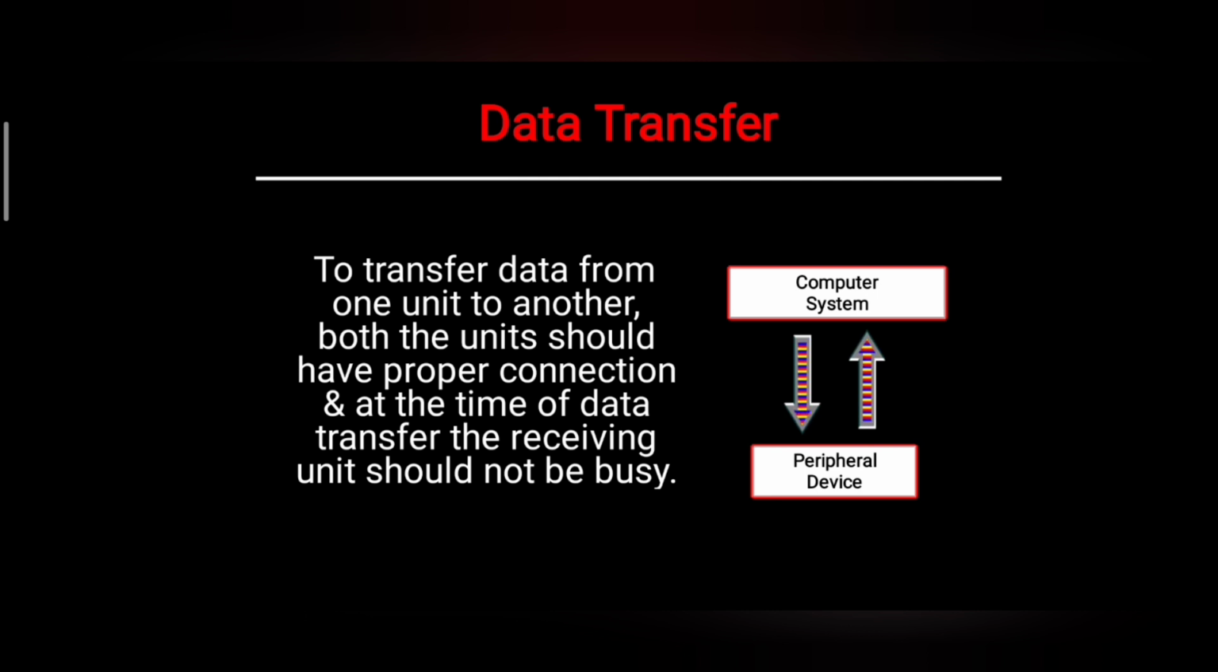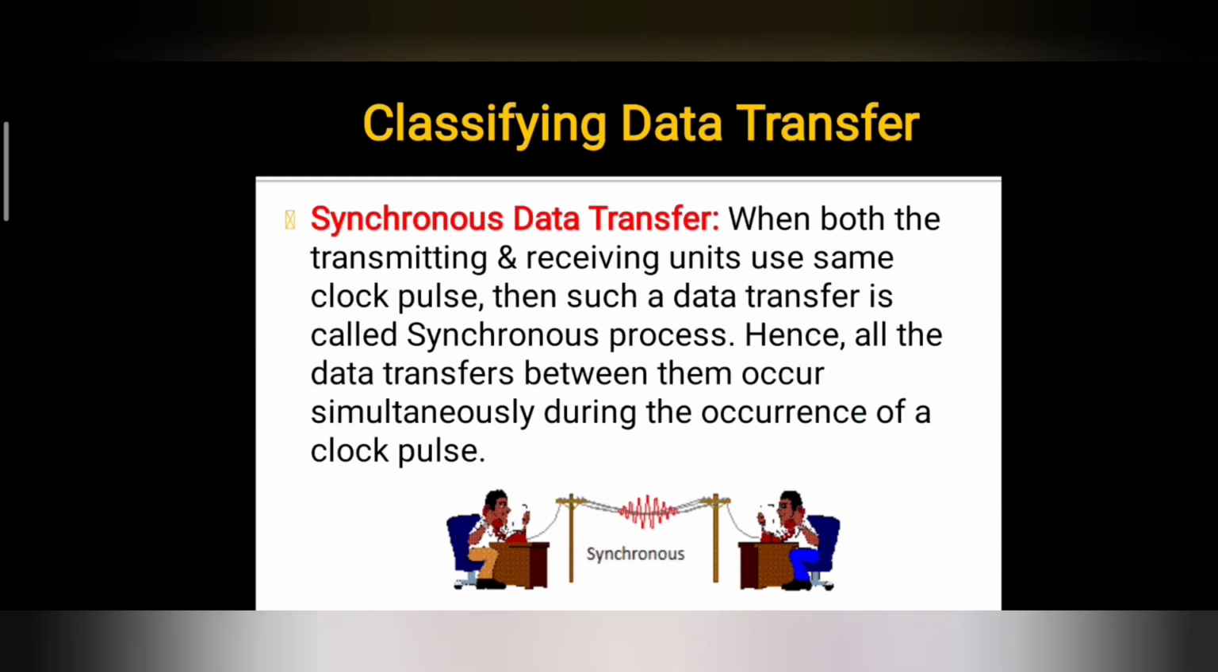By data transfer we mean that there are two communicating entities such that both the communicating units have a proper connection, and at the time of data communication or data transfer the receiving unit is not at all busy. Alright, so basically, we can classify the data transfer into two broad categories. A data transfer can take place either in a synchronous manner or in an asynchronous manner. So let us understand what it is.